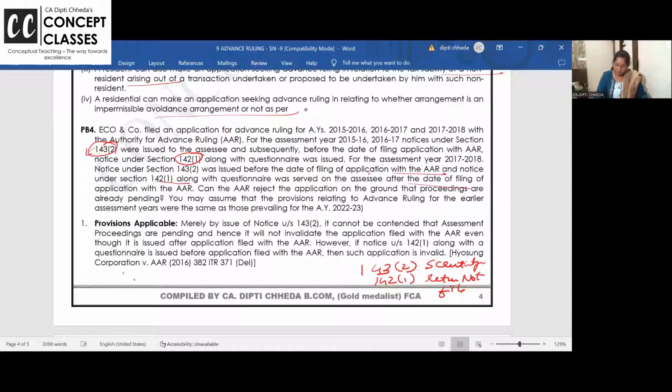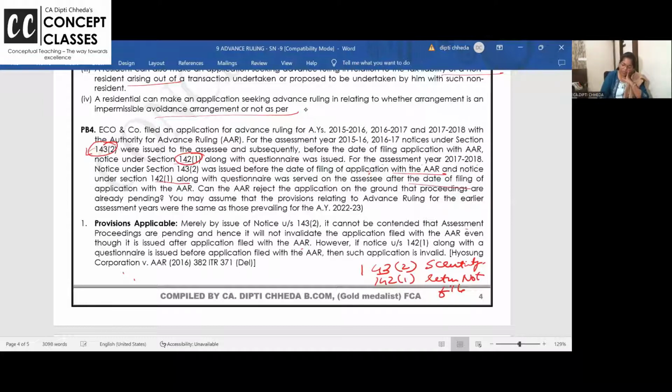Then can they go for this also? Yes. Merely by issue of 143(2), it cannot be contended that assessment proceedings are pending, and hence it will not invalidate the application filed with the AAR, even if it is issued after the application is filed with the AAR. Are you getting it? So even though you are getting a 143 notice and then you want to go for AAR, you can.